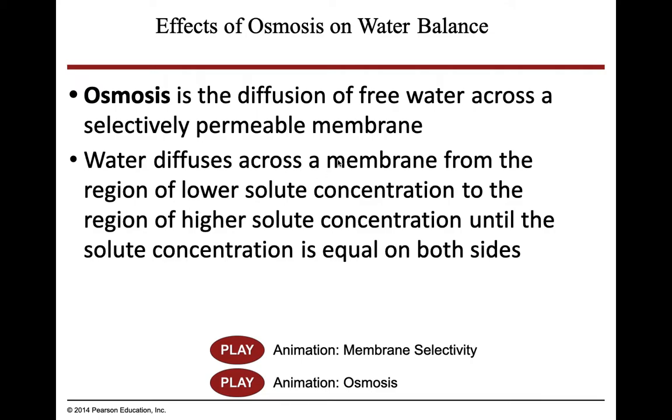When we talk about free water, we're talking about water that is not currently in some form of association with different solvents. Remember, water is a very polar molecule, so it can easily form hydrogen bonds with things like salt or sugar, forming those hydration chains or those hydration sort of circles around different solvents. Water is going to diffuse across a membrane from regions with lower solutes to higher solutes until the solute concentration is equal on both sides.